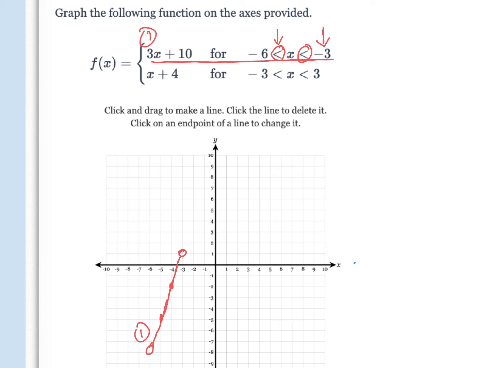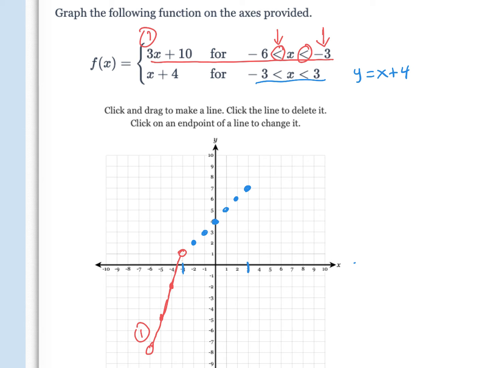And now this one picks up at negative 3. Sometimes it's helpful to think about that ahead of time, and ends at positive 3. So again, this graph would be y equals x plus 4. So you have your y-intercept of 4. And then you're going to go up 1 and over 1. So I'm kind of paying attention to this domain here and seeing what's going on.